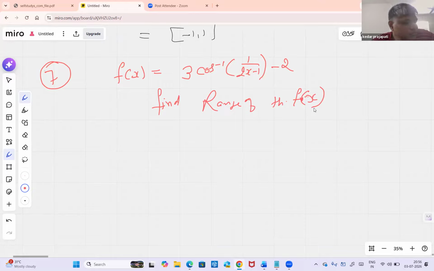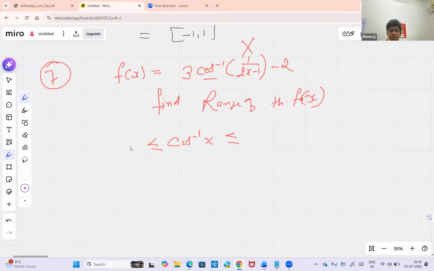Now, how will you start? We know cos inverse, let it be anything, this entire thing is x only. We know the range of cos inverse x is how much? Not the domain of -1 to 1, the range is being asked. The range is 0 to pi.